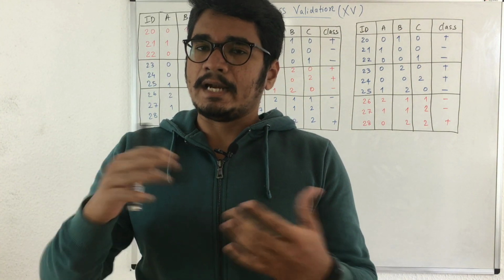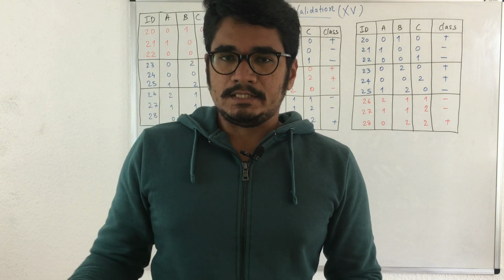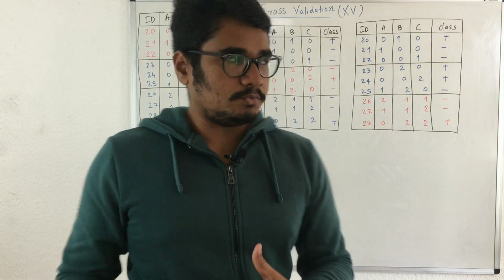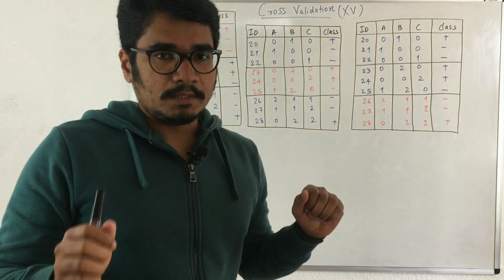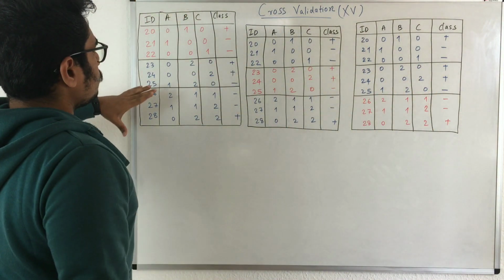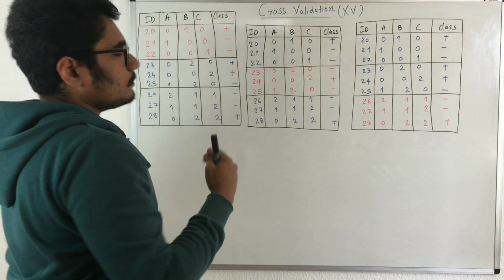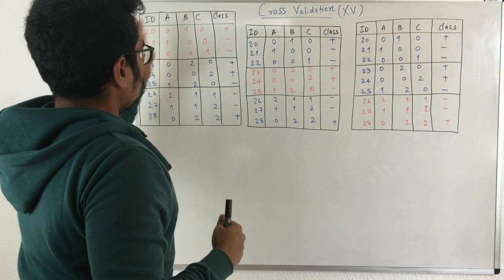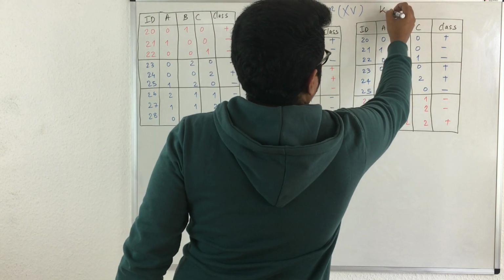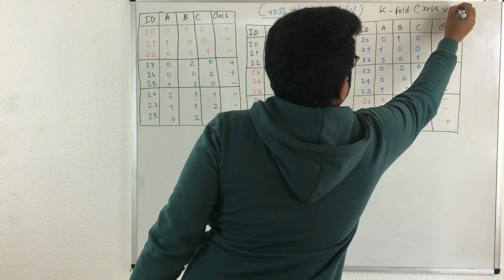We already did the random sampling approach. It has one problem of the overlapping test set, and there was no control over how the training and test data was used. So this essentially solves that problem. Here you can see the data set. What I have done is I have 9 instances and I have split them into 3 folds. So this cross validation is also called k-fold cross validation.